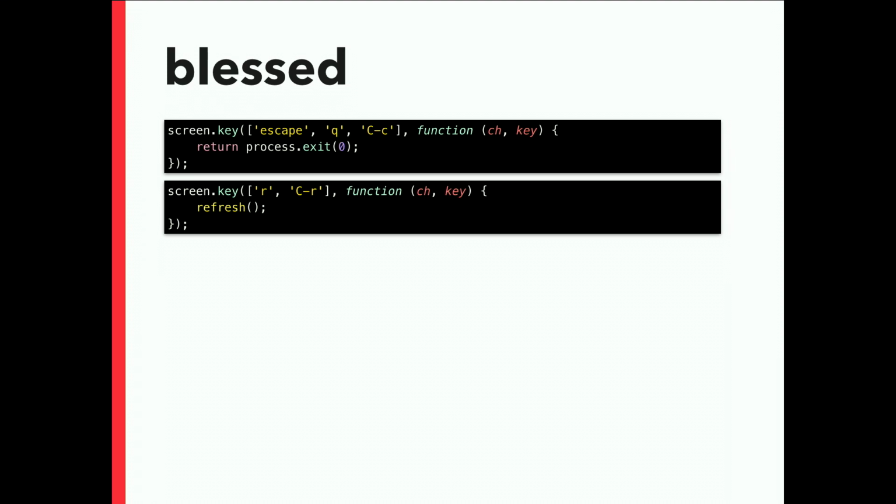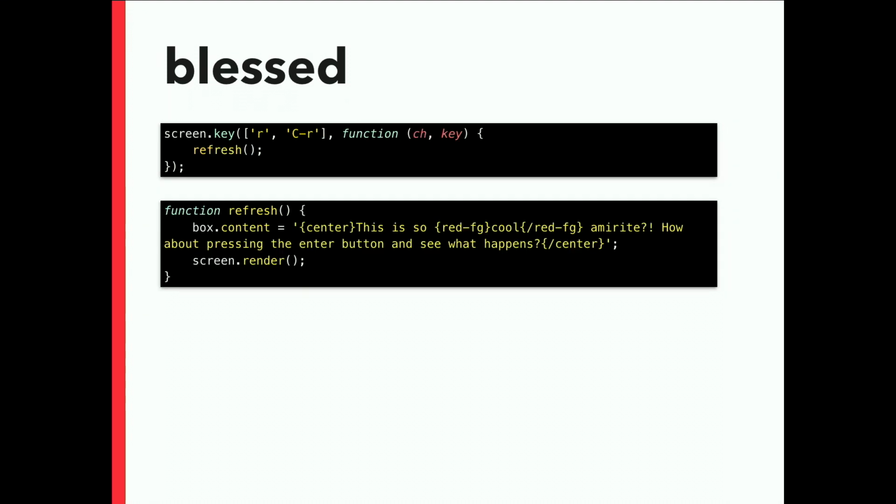We want to quit the application, so we return process.exit(0). And let's say we want to refresh our application, we can do that. Let's say we want to bind it with the keys R and Ctrl+R. And the refresh function can be anything that you want. Maybe you want to return it to its initial state. It really depends on what you want.